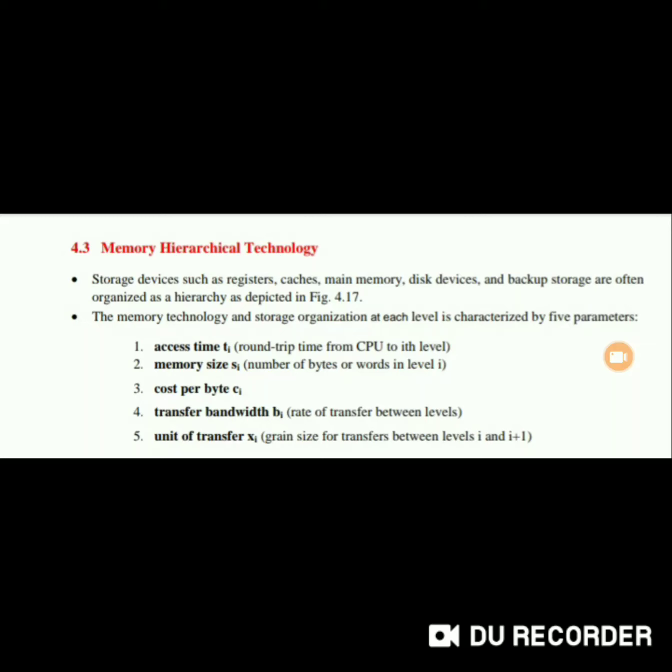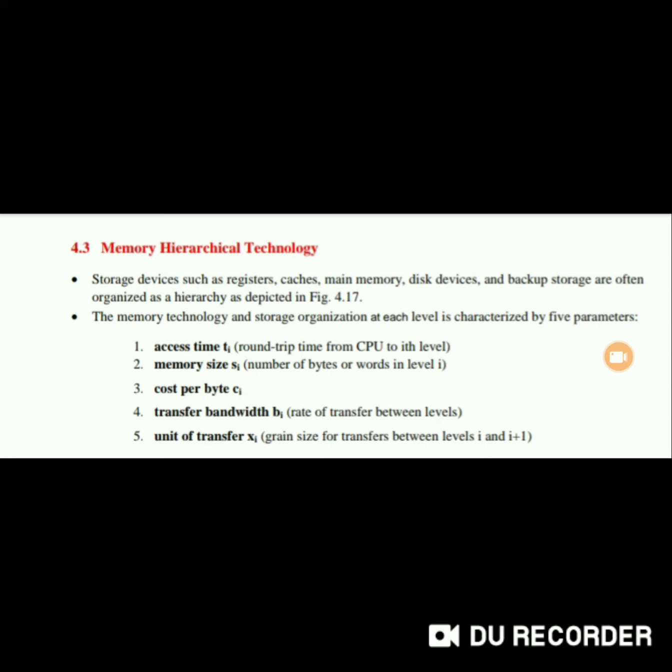Everyone, so we'll discuss memory hierarchical technology. Here the storage devices such as registers, caches, main memory, disk devices and backup storage are often organized as a hierarchy. The memory technology and the storage organization at each level is characterized by 5 parameters.